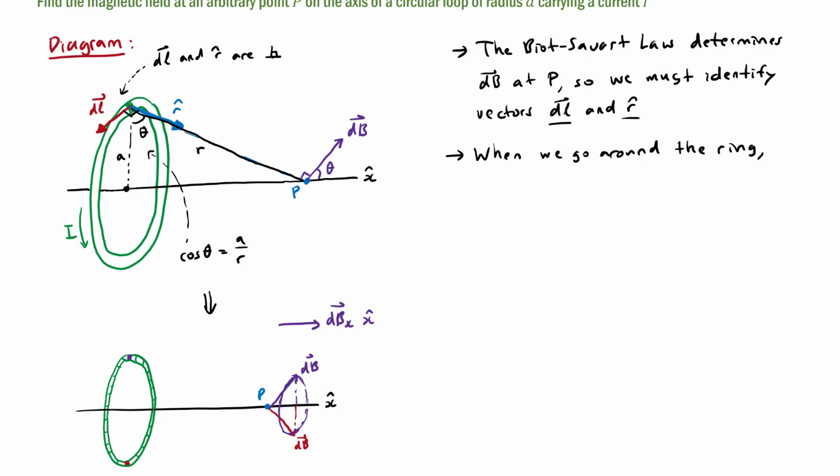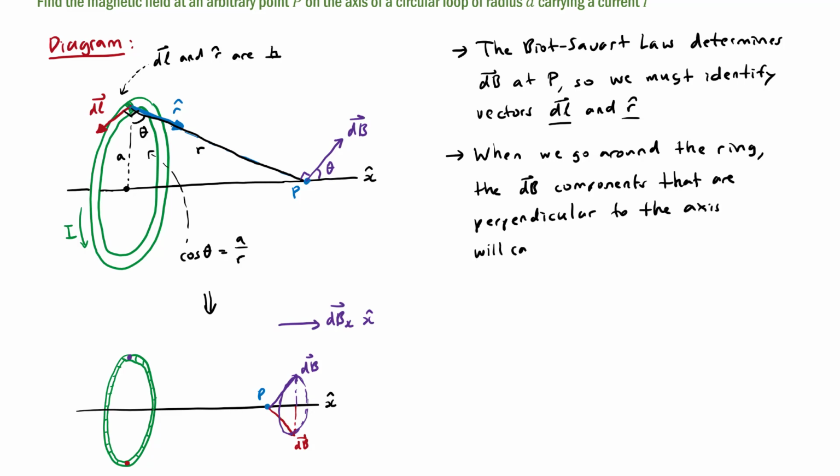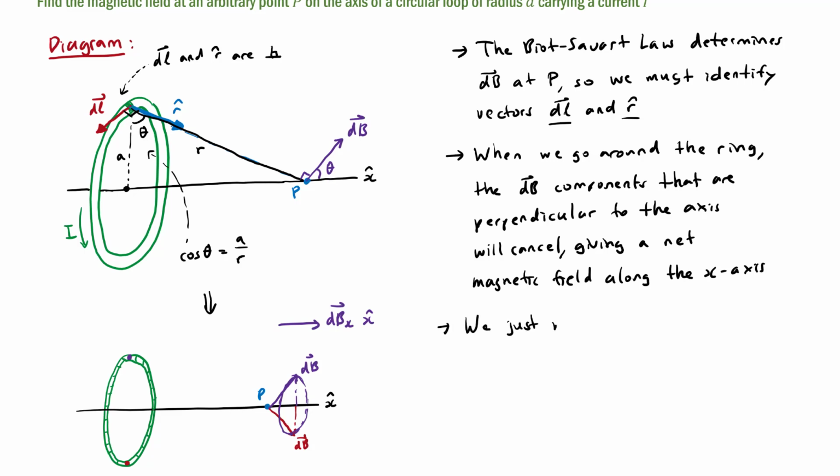So when we go around the ring, the dB components that are perpendicular to the axis will cancel, giving a net magnetic field along the x-axis. So we've analyzed its symmetry, and we know we now have to figure out dBx. So that means we just need to find dBx and integrate.